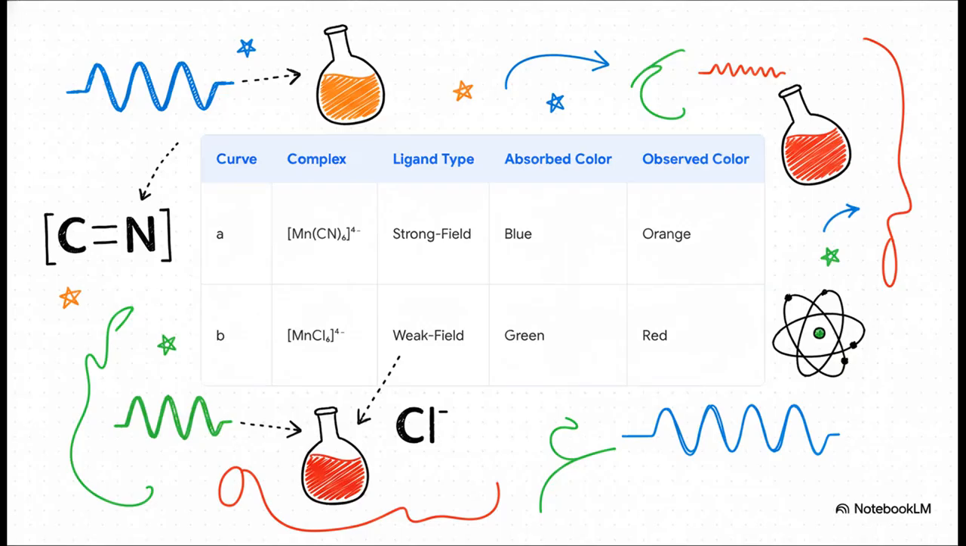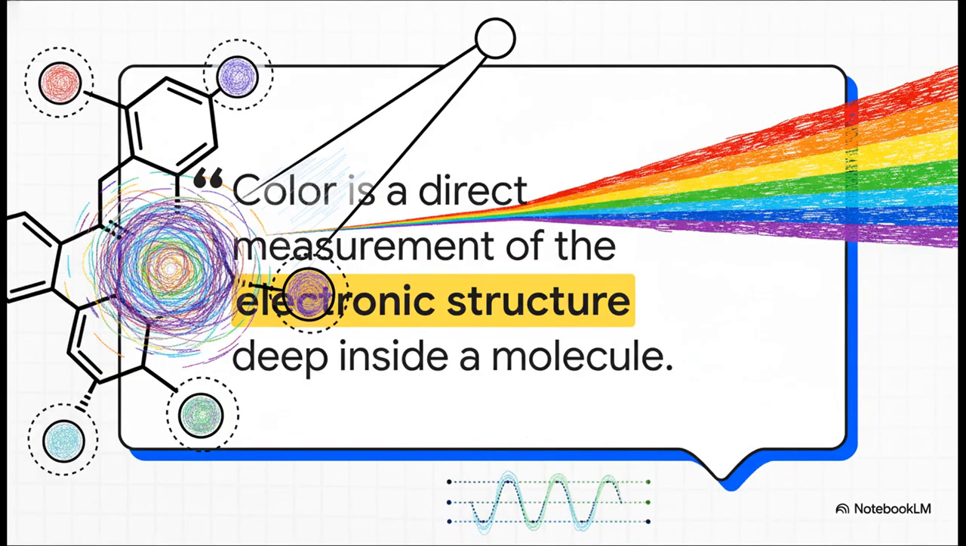All right, let's put it all together. The complex with that strong field cyanide ligand, it creates a huge energy gap. That means it has to absorb high-energy blue light, which is our curve A, and that's why it appears orange. Meanwhile, the complex with the weak field chloride ligand creates just a small gap. It only needs to absorb lower-energy green light. That's curve B, and so it appears red. Boom! Case closed.